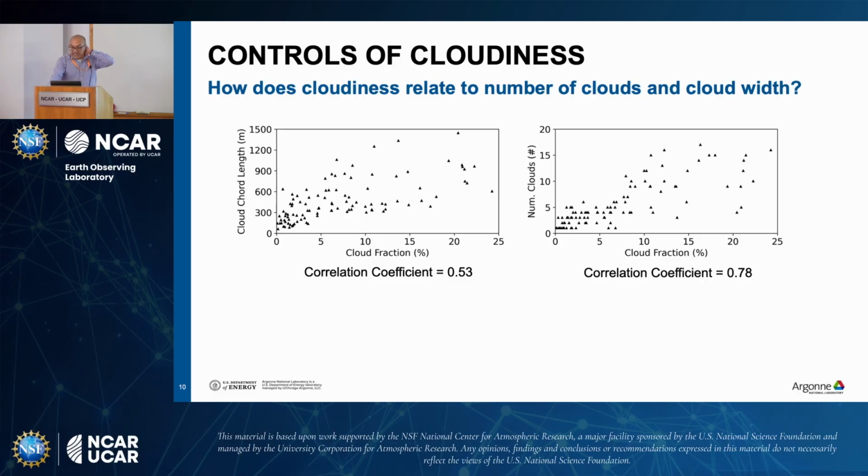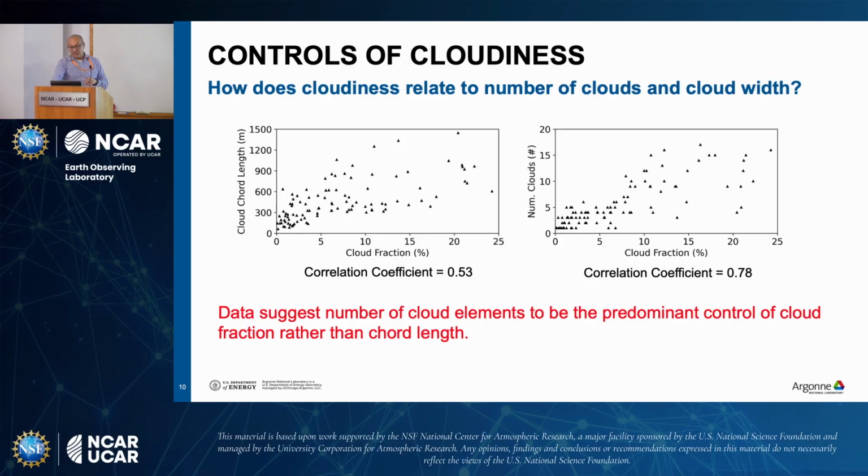So it says that the predominant control for cloud fraction is actually the number of clouds. So if you have more cloud fraction, you get more cloud elements rather than just wider cloud elements, right? That's the one thing. It was not really a zero or one game that says one is more important than the other, but both are kind of equally important.